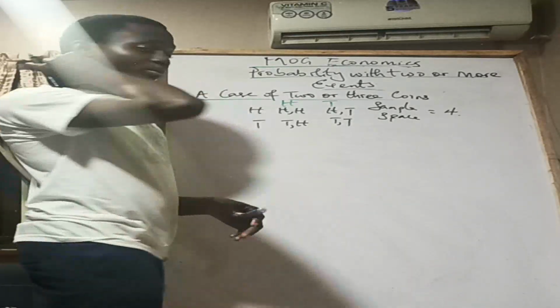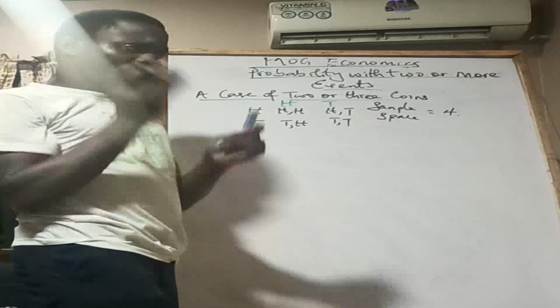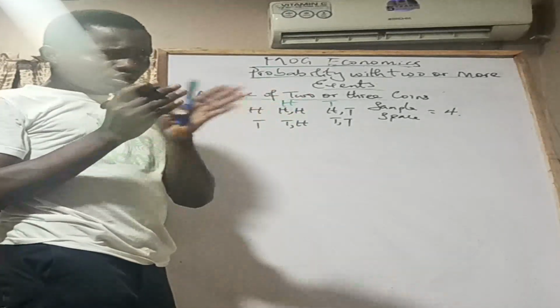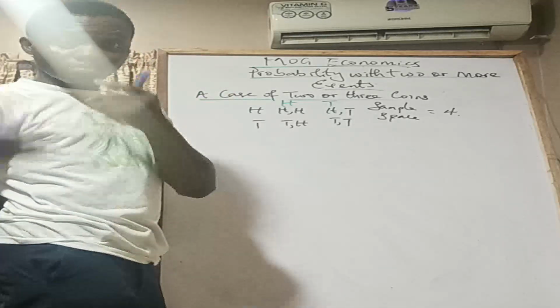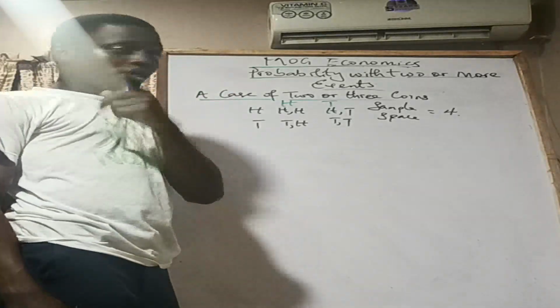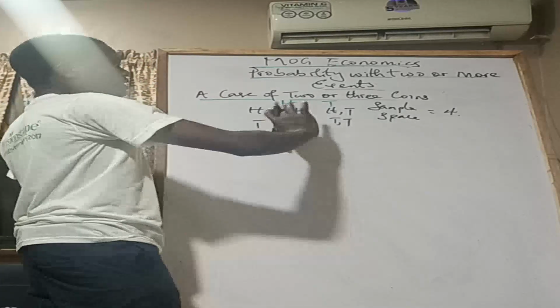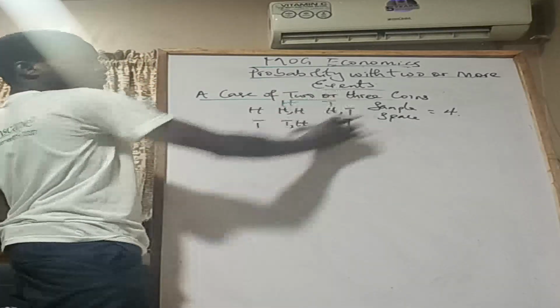Cool. Now, what if we have three coins? What's going to be our sample space if we have three coins? If the first one is 2, the second one is 2, 2 plus 2 is 4. And when we have the third coin, that should be 4 plus 2, 6. Is that right? Now let's see. This is the sample space for tossing two coins.